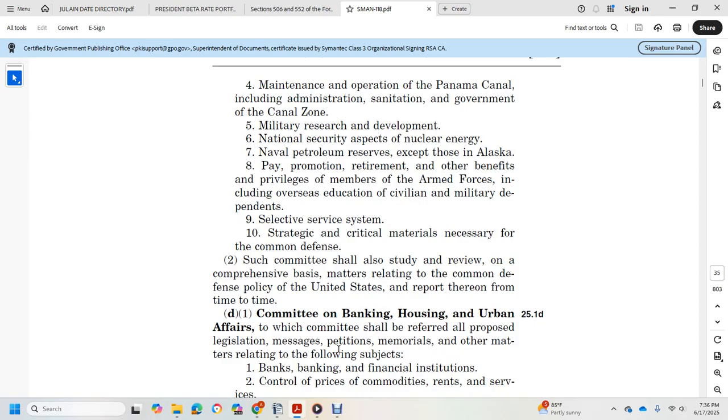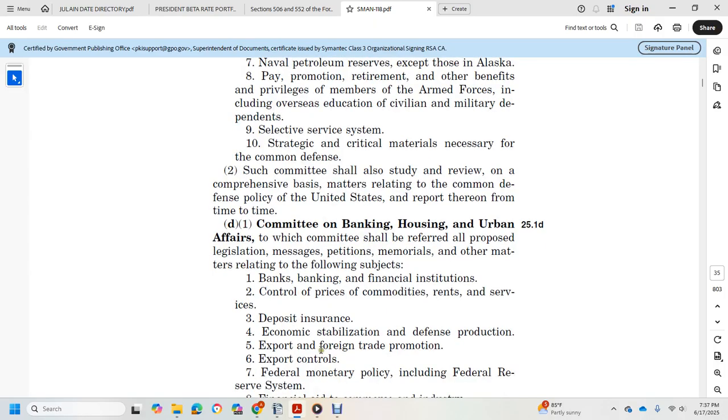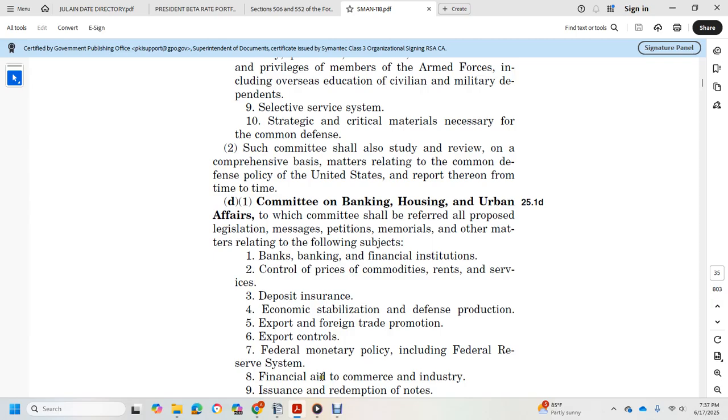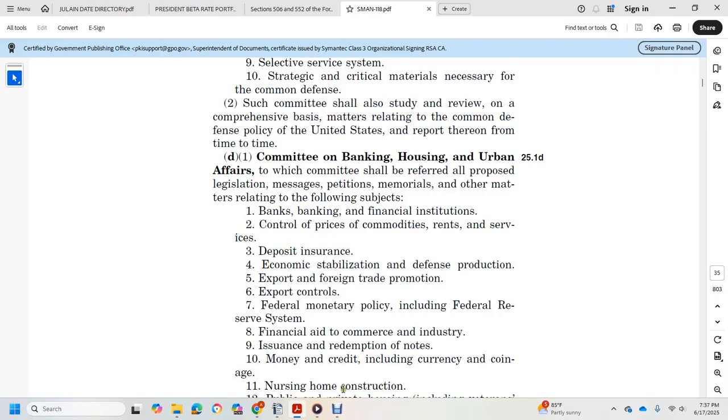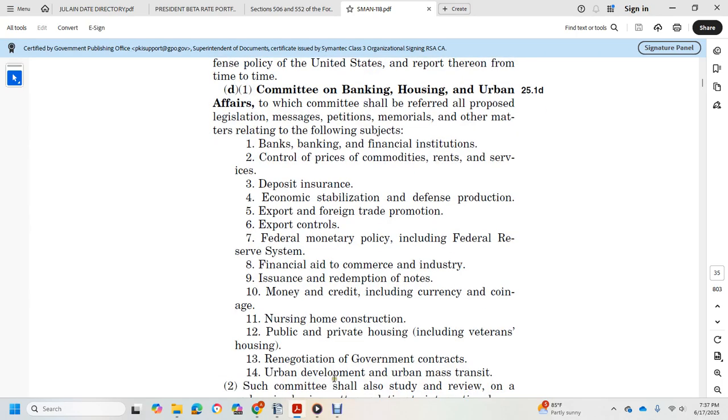Committee on Banking, Housing, and Urban Affairs. To the committee shall be referred all proposed legislation, messages, petitions, memorials, and other matters relating to the following subjects: banks and financial institutions, control of prices of commodities, rents, and services, deposit insurance, economic stabilization and defense production, export and foreign trade promotion, export controls, federal monetary policy, including the Federal Reserve System, financial aid to commerce and industry, issuance and redemption of notes, money and credit, including currency and coinage, nursing home construction, public and private housing, including veterans' housing, renegotiation of government contracts, urban development, and urban mass transit.